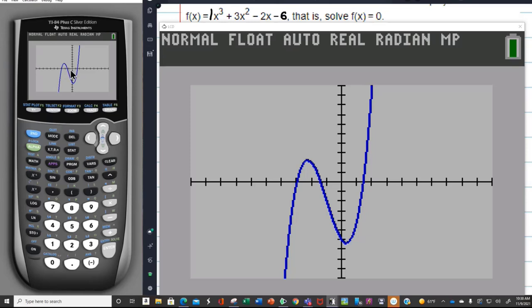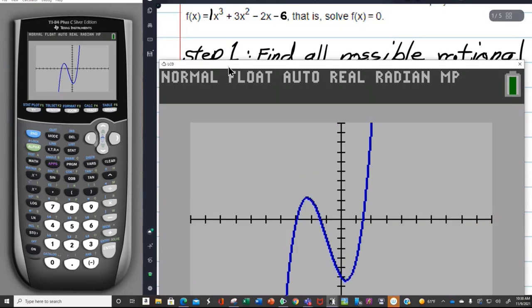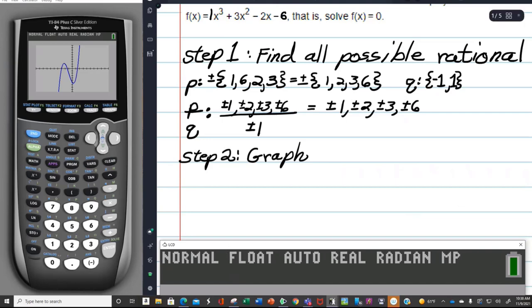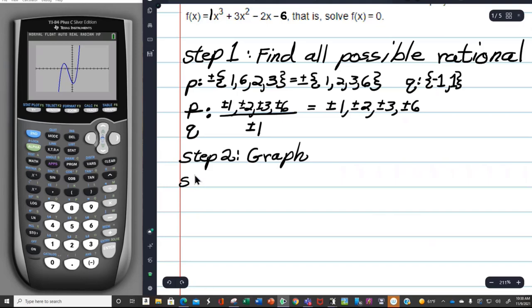Well, it looks like negative 1, negative 2, negative 3. It looks like negative 3 could be a 0. I don't know. So I'm going to use synthetic division to find out for sure. Step 3: use synthetic division.